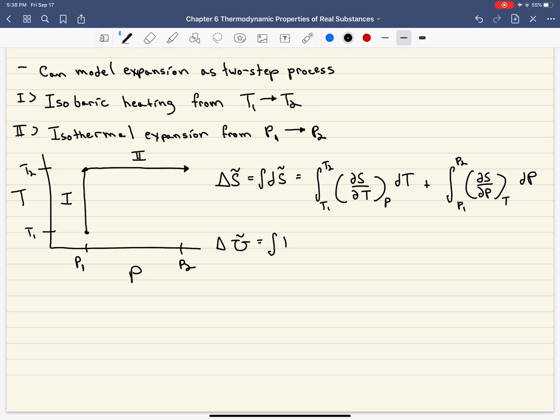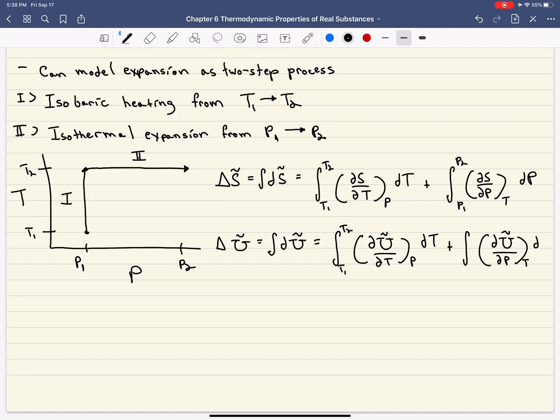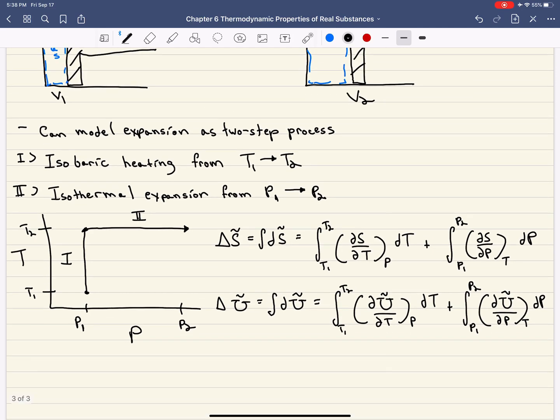Just for completion's sake, I'll show you this. One could also look at how internal energy changes as a function of temperature while holding pressure constant, and then look at how internal energy changes as a function of pressure while holding temperature constant as we go from P1 to P2. Okay? All right, so that's the experiment we do.